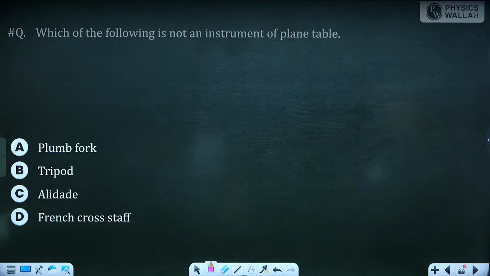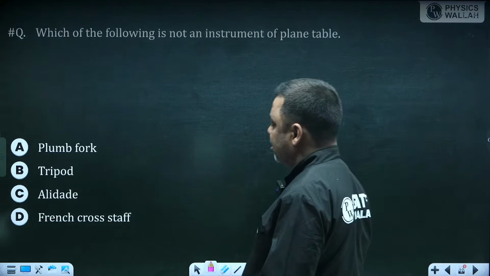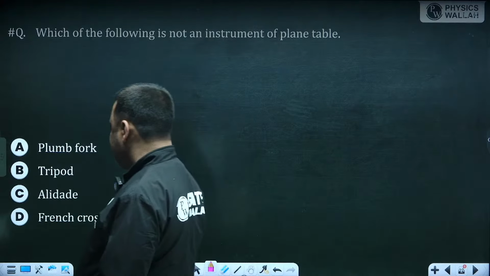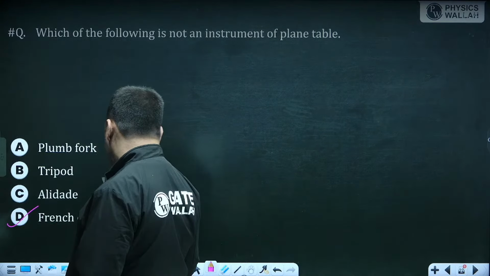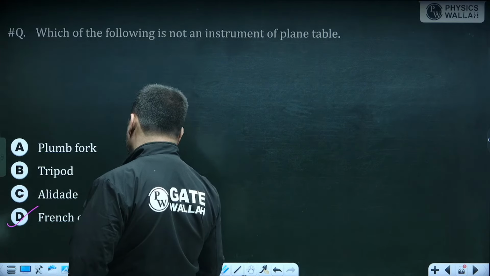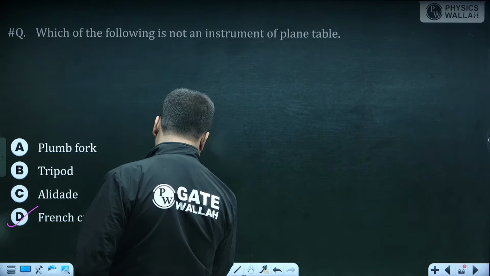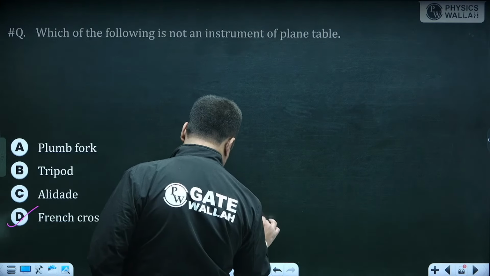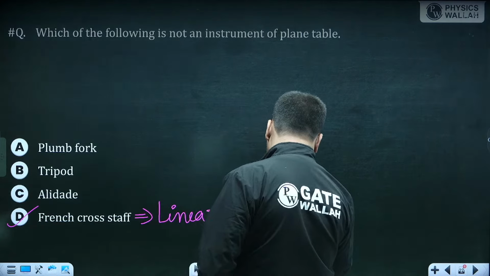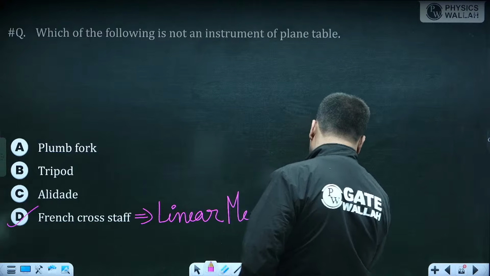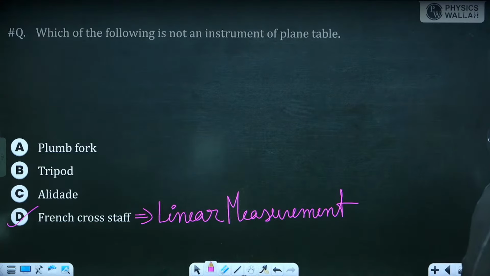What would be the answer? French cross staff. This is used in linear measurement. Right?